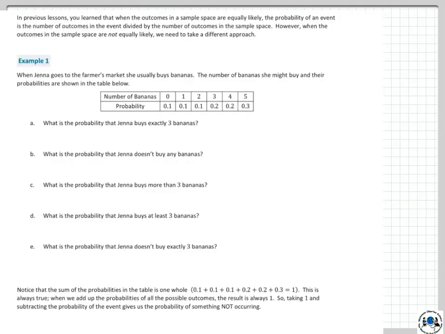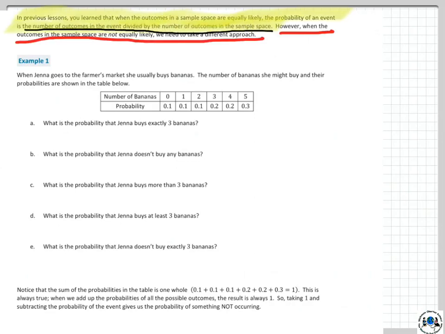Okay, so here we go. Let's just get started. They're making a point here, and the first point to be made is that in previous lessons we've learned that when the outcomes in a sample space, and those are all the possible outcomes, are equally likely, the probability of an event is the number of outcomes in the event divided by the number of outcomes in the sample space.